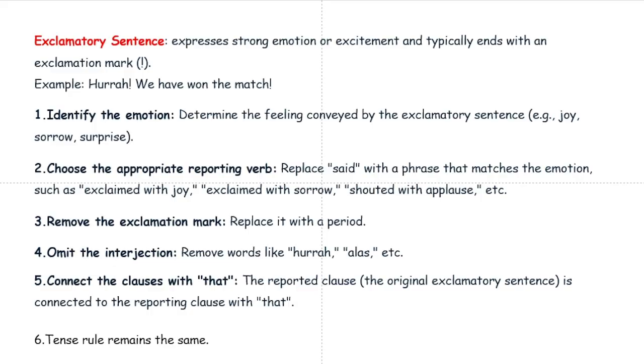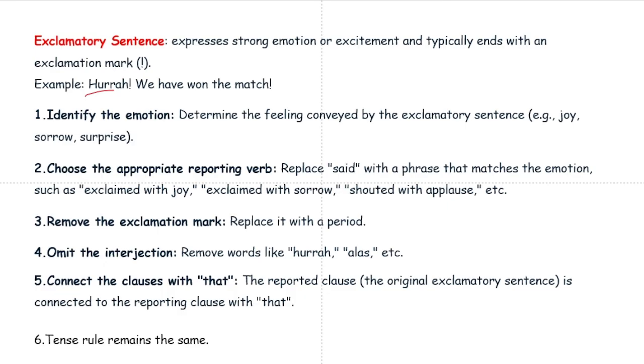Now, what are exclamatory sentences? Exclamatory sentences express strong emotion or excitement, and usually they end with an exclamation mark, right? We use different kinds of interjections, like hooray, wow, alas. All these are interjections which tell us the mood of the sentence. Clear? So these are interjections: hooray, you can see here.